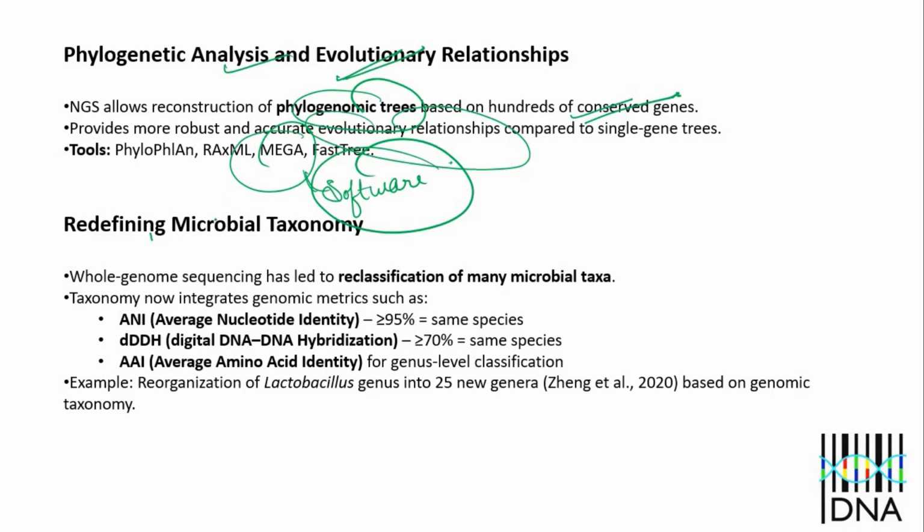Next is redefining the microbial taxonomy. Whole genome sequencing has led to the reclassification of microbial taxa. For this, we use ANI, the average nucleotide identity. If it is more than 95%, it means the same species. DDH means digital DNA hybridization. If the result of DDH is more than 70%, it means the same species. AAI, the average amino acid identity, is used for gene level classification. These are the tools, and this is the way by which we predict the result with the help of this software.